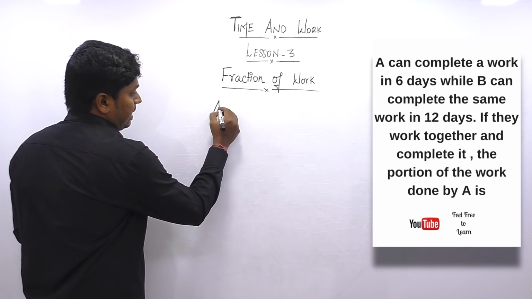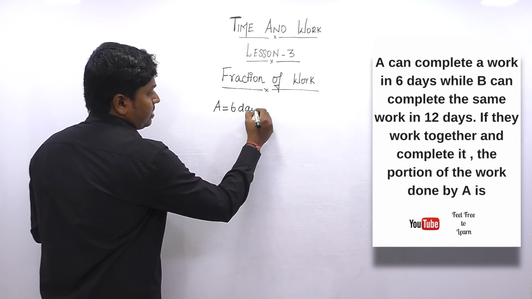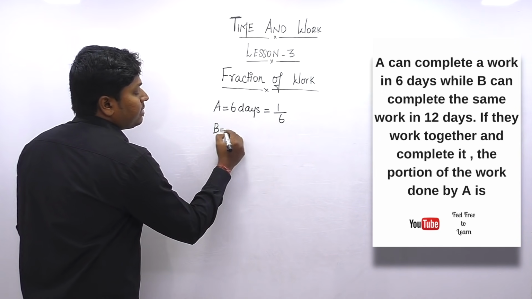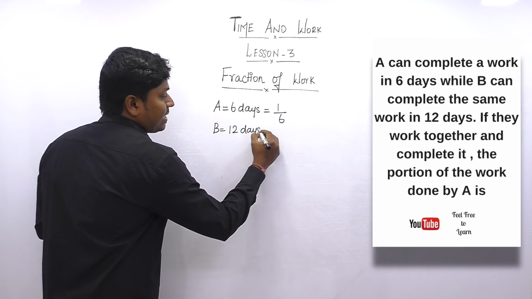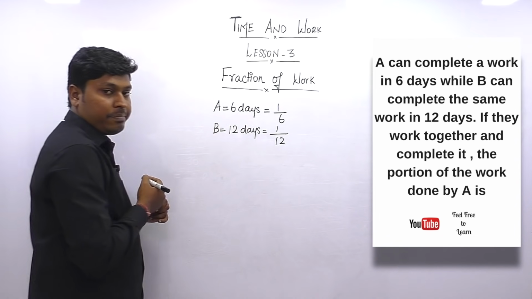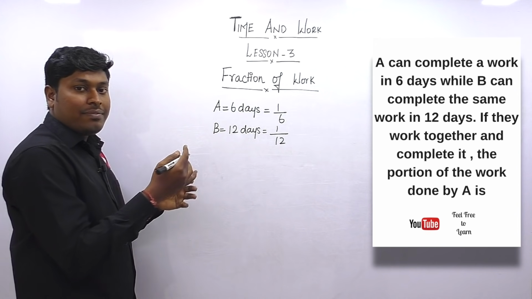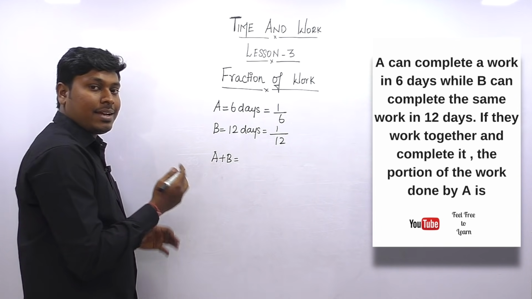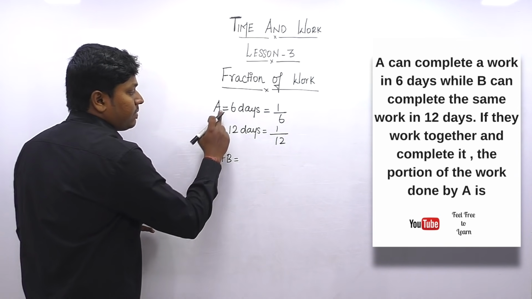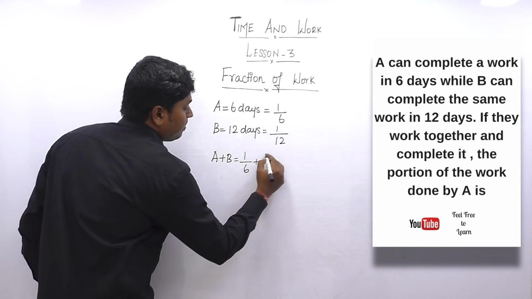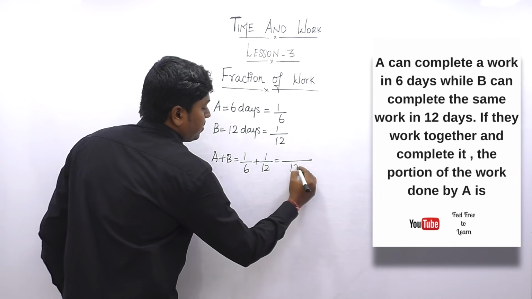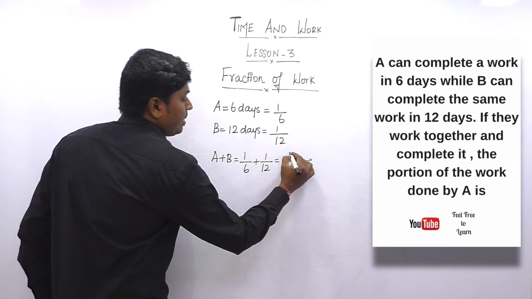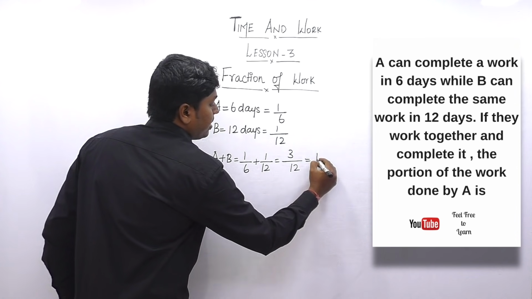A can complete a piece of work in 6 days. So we can say that A's 1 day work will be 1/6, right? Similarly, B can complete the work in 12 days. So we can say that B's 1 day work will be 1/12. And if they work together, let me do one thing, A plus B. We can say how many days both of them take to complete the work. So A plus B, which is 1/6 plus 1/12. The LCM will be 12, 6 into 2 will be 12, 1 into 12 will be 12. So 2 plus 1 will be 3, which is 3/12. So 3/12 can be written as 1/4.